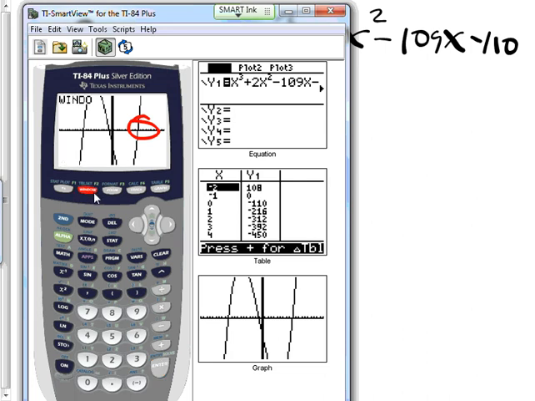So second, calculate 0. Yes, I'll show you the window so you can see kind of how to get -20 to 20. And on the y's, I did -300 to +300. And I actually should have probably gone higher, maybe -500 to +500, but it doesn't matter that much. I just needed the x-intercepts.